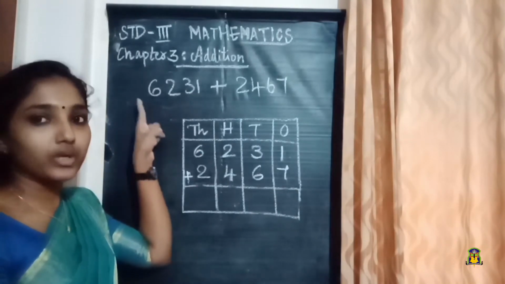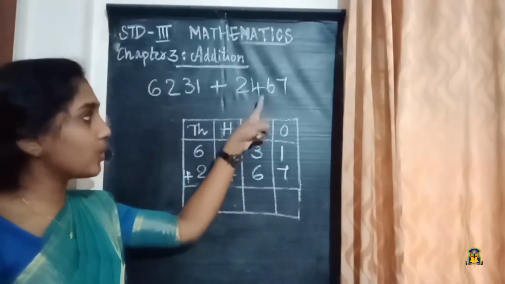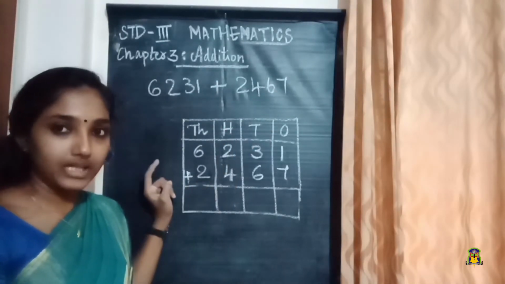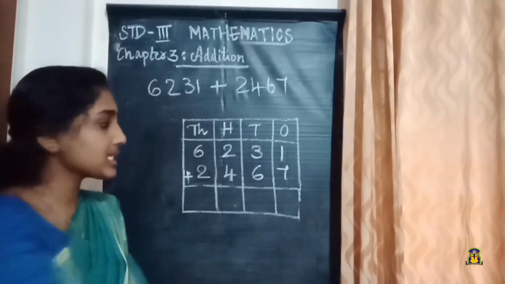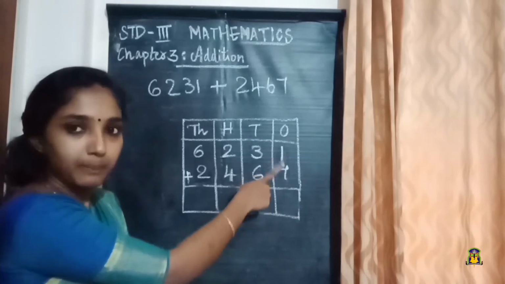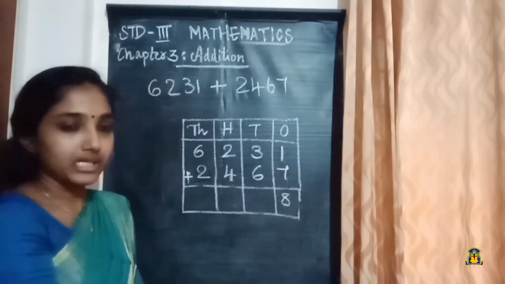Here the numbers given are 6231 and 2467. We have to add these numbers, and when adding, starting from the ones place, let's do it. It's 1 plus 7, and 1 plus 7 is 8.